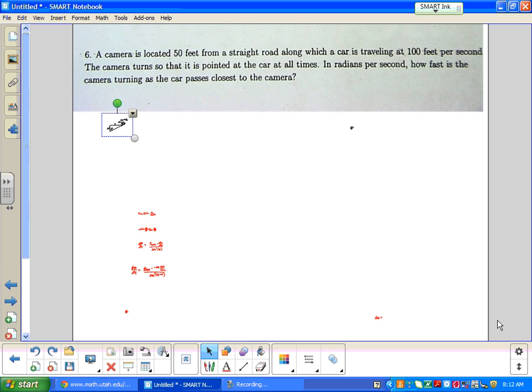The camera turns so that it's pointed at the car at all times, in rads per second. How fast is the camera turning as the car passes closest to the camera? Per second means this is a related rate. This is not optimization. You don't know what optimization is yet, don't worry.